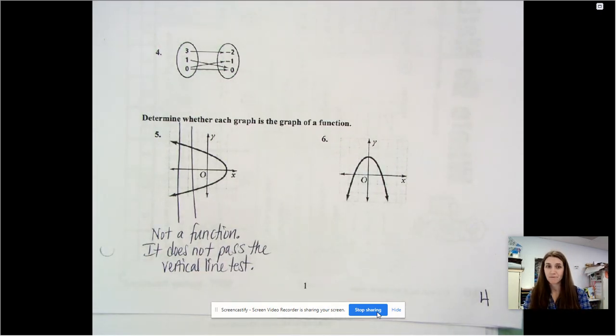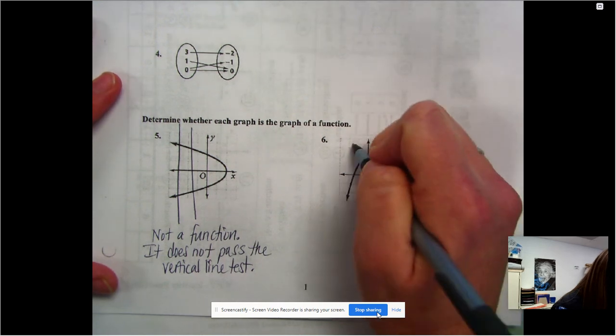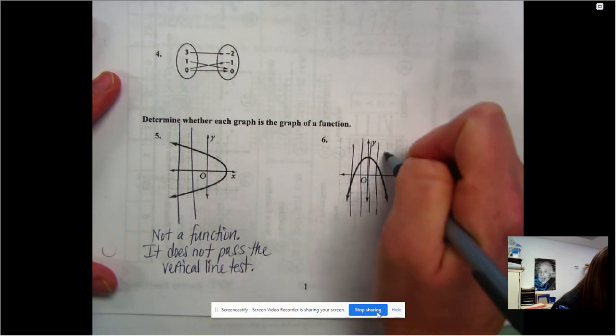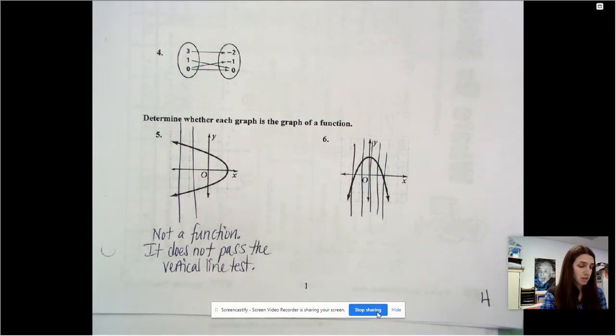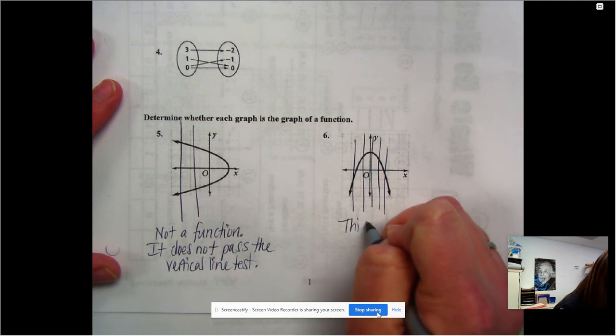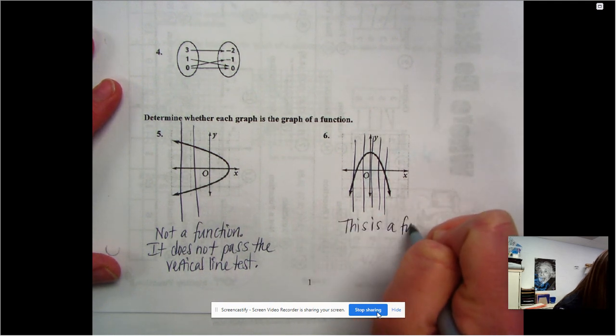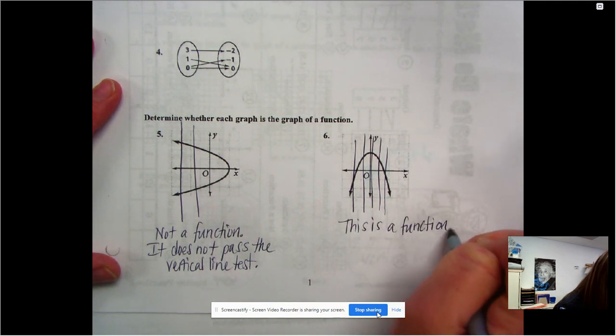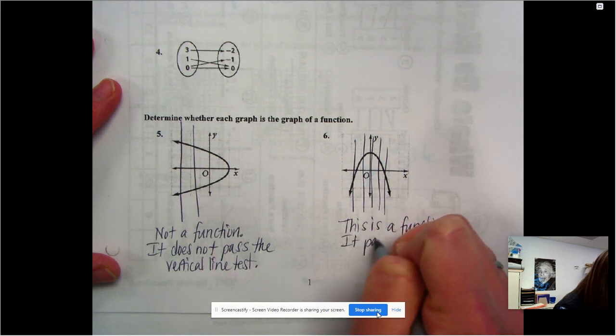Okay, let's try it again for number 6. So we'll start making our vertical lines, and as we go through, we're only passing through once. So this is a function. It passes the vertical line test.